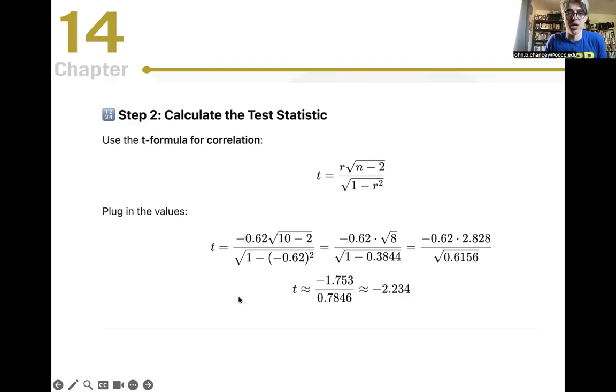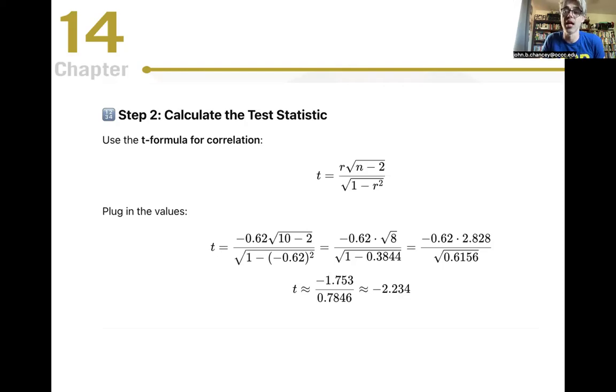Negative 0.62 times 10 minus 2 over 1 minus negative 0.62 squared. That breaks down to negative 0.62 times the square root of 8 over 1 minus 0.3844, which gives us negative 0.62 times 2.828 over the square root of 0.6156. That gives us negative 1.753 over 0.7846, which gives us an approximate value of negative 2.234.